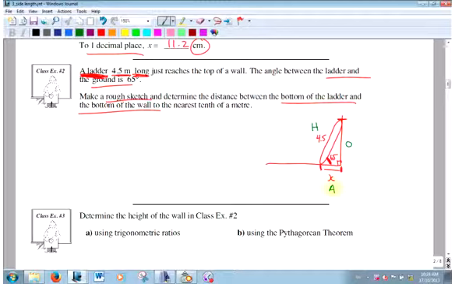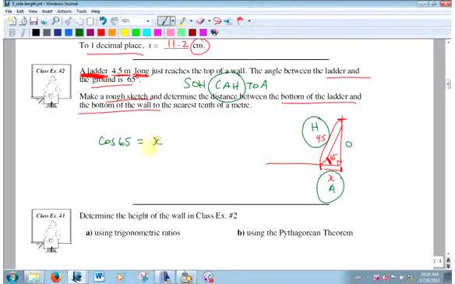What ratio do I want to use? So, SOH CAH TOA. What am I given? What am I trying to solve for? I want something with a hypotenuse, and I want something with an A. Which one has A and H? I want to use the cosine of 65 is adjacent over hypotenuse.